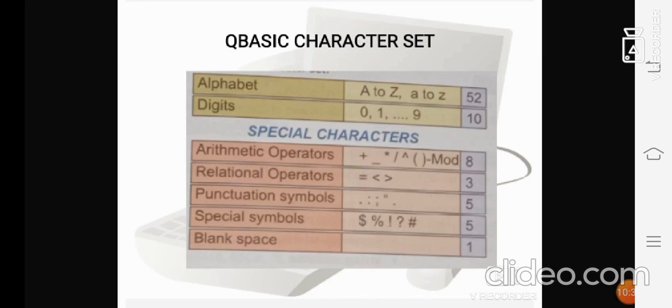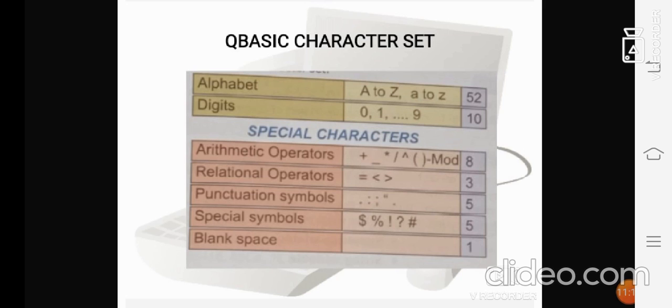Then we'll follow the QBasic character set. What is the QBasic character set? The computer will accept only those characters that are in the character set of QBasic. The following table shows the valid character set. Alphabets: capital letters A to Z and small letters a to z, altogether 52 characters. And then digits 0 to 9.